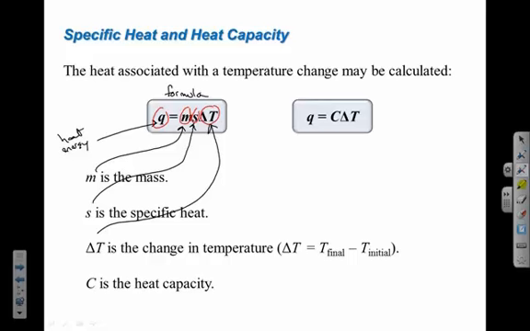Same thing for heat capacity. If you know the heat capacity and the change in temperature, you can get the heat. Or if you know the quantity of heat and the heat capacity, you can figure out how much the temperature would change. Now that's pretty practical.